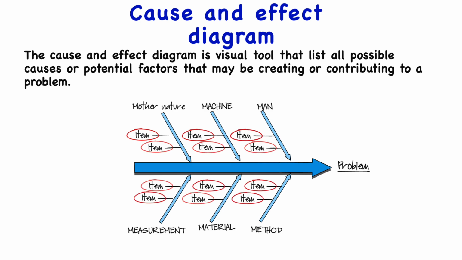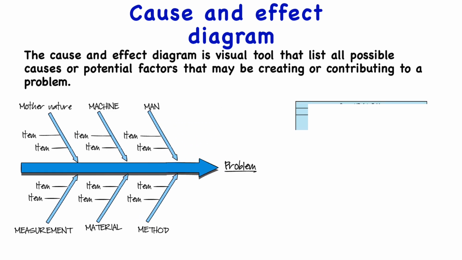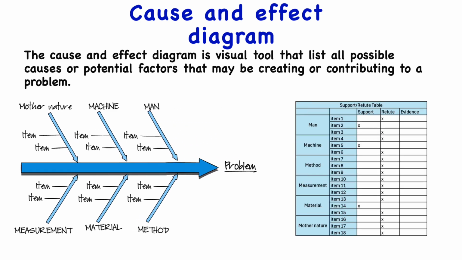Because a problem can have many potential factors, we cannot focus on all of them. There is a subtool that accompanies the cause and effect diagram called support and refute table. This tool helps the team to decide, based on factual evidence, which factors are more likely to occur and focus on them.